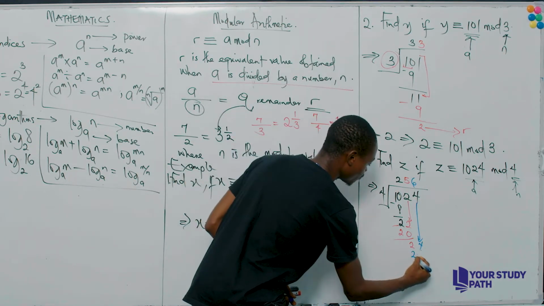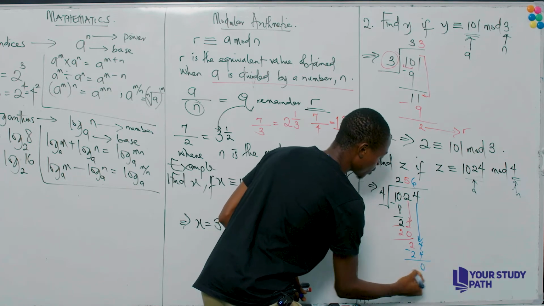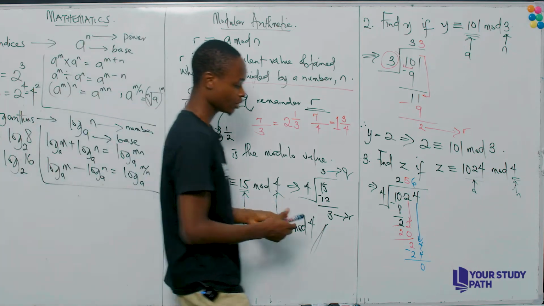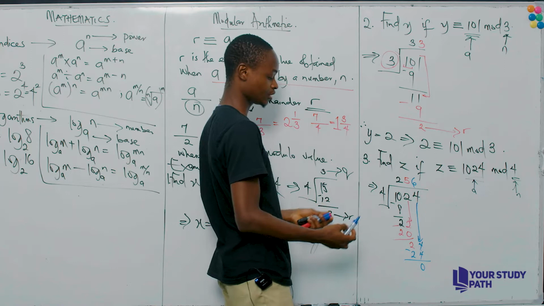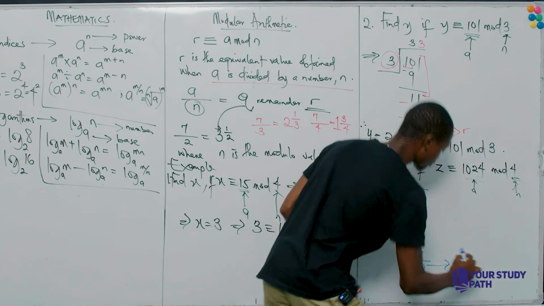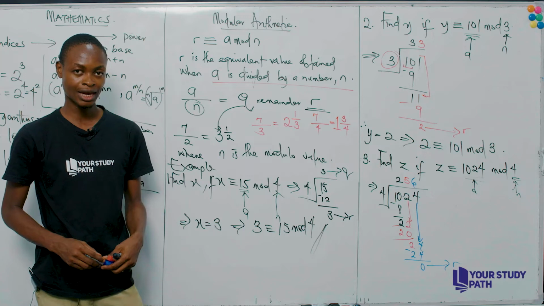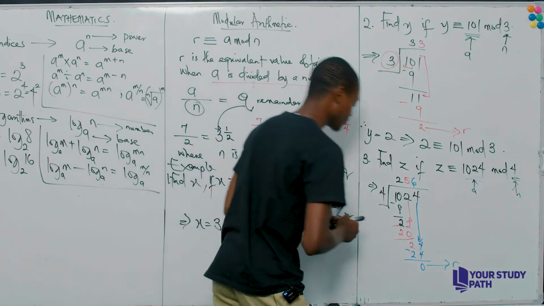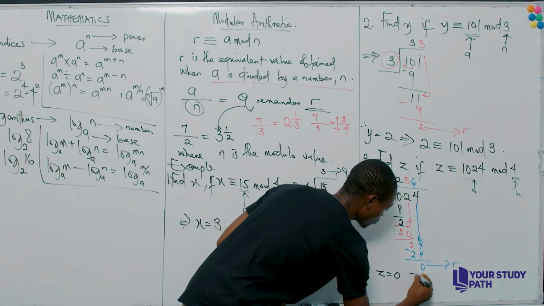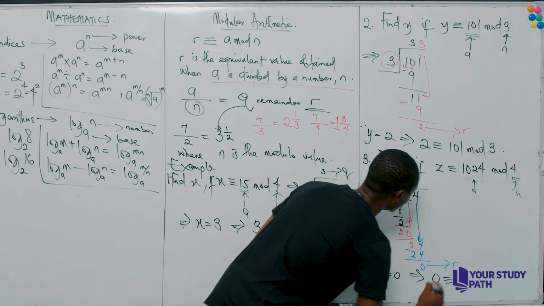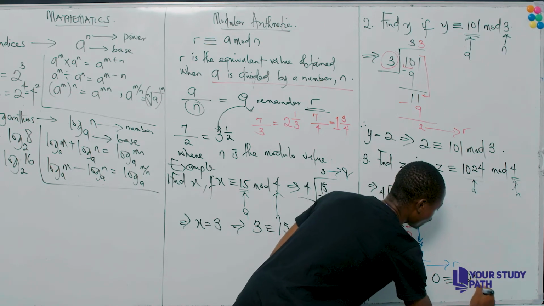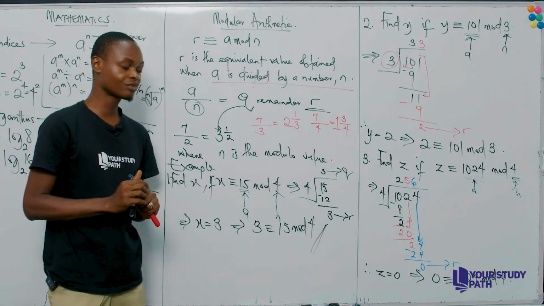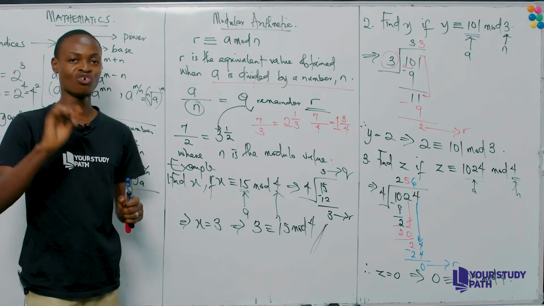6 times 4 gives you 24. You subtract 4 minus 4, 0. 2 minus 2, 0. So it means that in this case you have 0. 0 minus 4 obviously would not go as well. So you have 0, which in this case is insignificant. So it means that 0 is your remainder. Right? Yes, you can also have 0 as your remainder. What it simply means is that z is equal to 0, which follows that 0 is the equivalent value when 1024 is divided by 4. Simple. 0 is equivalent to 1024 modulo 4.